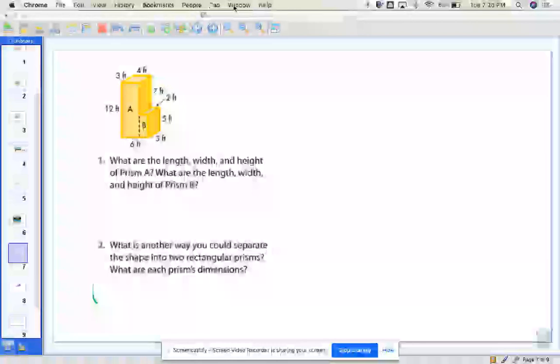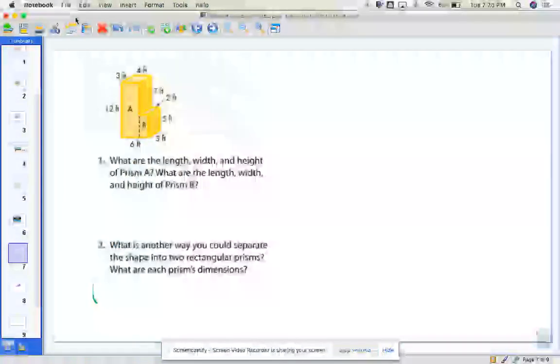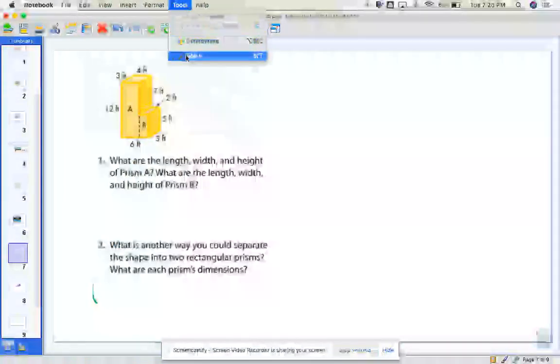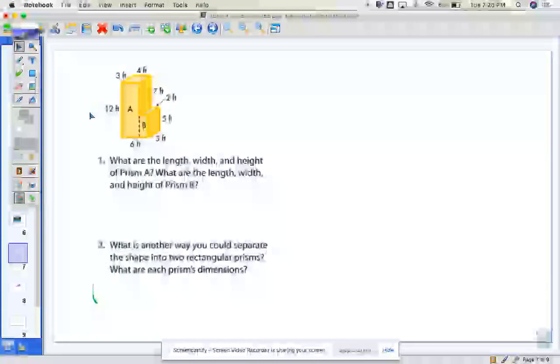So I split the shape into two, which has already been done for me, into a left side and a right side. Sometimes you can do top and bottom. But for this one, we have a left A and a right B. And I need to find the length, the width, and the height of A. So I'm going to use green for A to help us out.